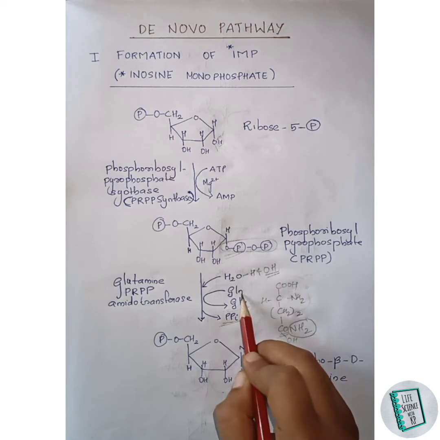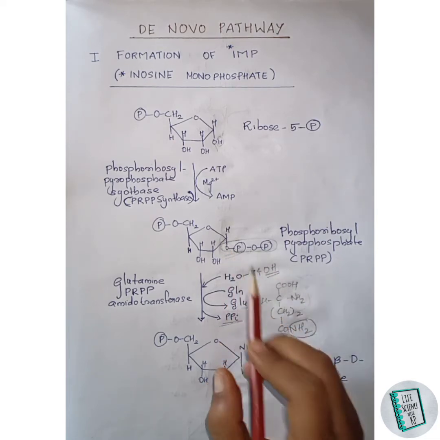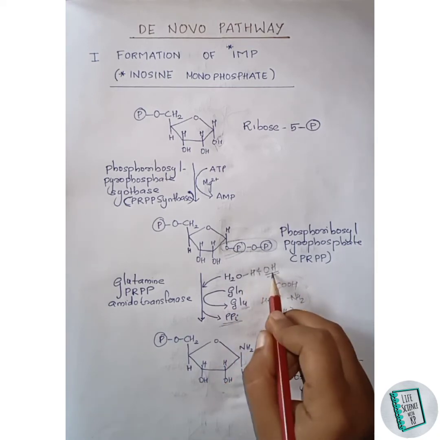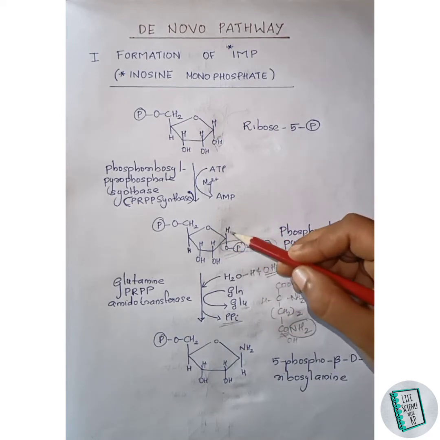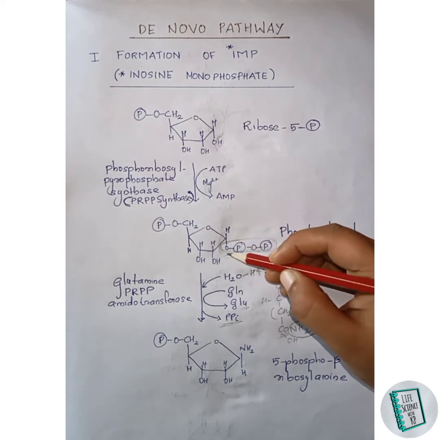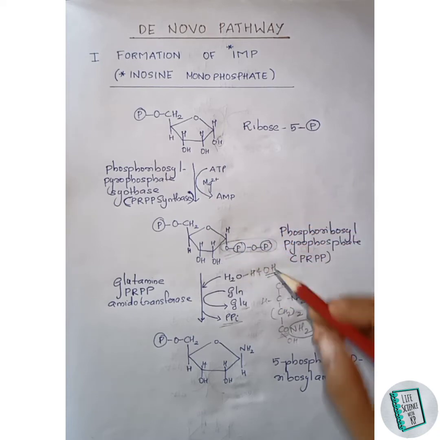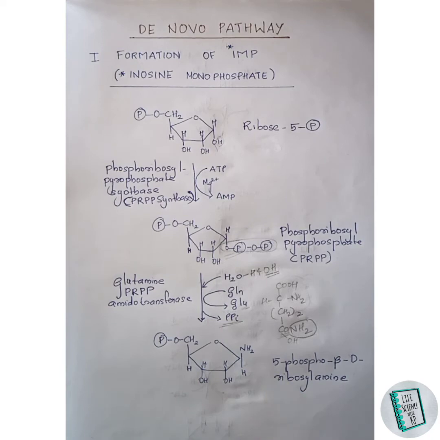Then this glutamine donates its amido group to this first carbon and leaves as glutamate by accepting this OH group of water. Then there is an inversion of this first carbon, that is, this hydrogen comes down and the amido group goes upwards, so there is an alpha-beta inversion. Now this alpha form is converted to its beta form. Thus 5-phospho-beta-D-ribosylamine is formed.